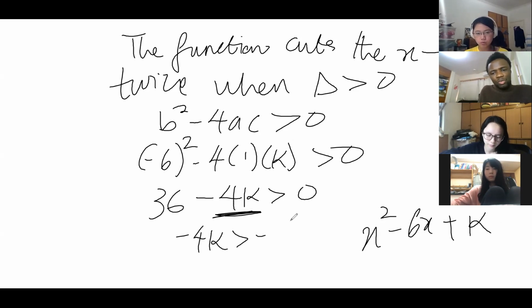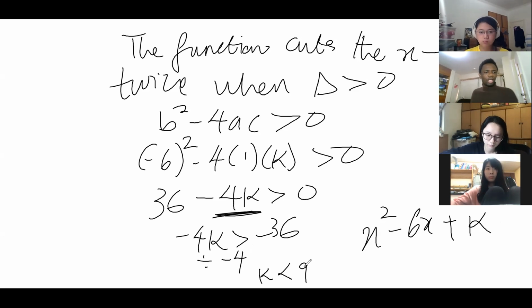It doesn't mean that's the only way. Okay, now if you divide by negative 4, you know the sign will reverse, right? And that will be positive 9. Okay, and that's all. That's all you have to do.